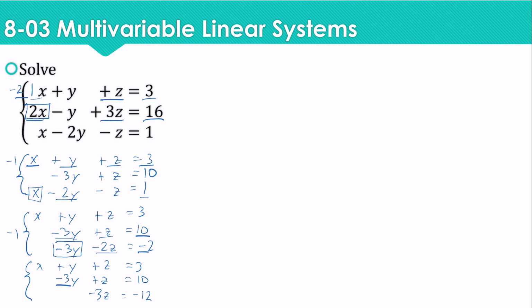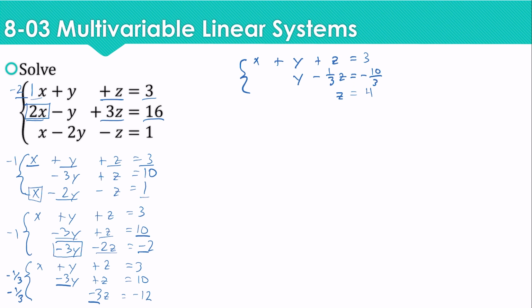Now I need to make the leading coefficients 1s. So I'll multiply the second row by a negative 1/3 and the third row by a negative 1/3. The top row isn't changing. The second row becomes, I'm multiplying it by a negative third, so negative third times negative 3 is 1. y minus 1/3 z equals negative 10/3. The bottom equation, negative 1/3 times negative 3z is 1z, and negative 1/3 times negative 12 is 4.